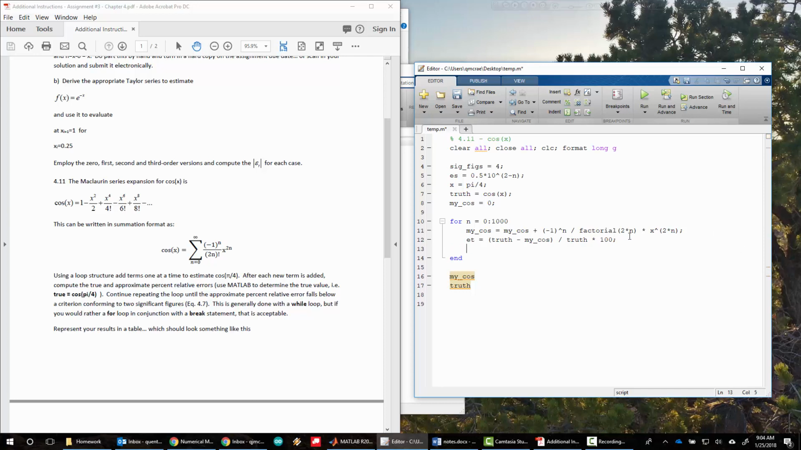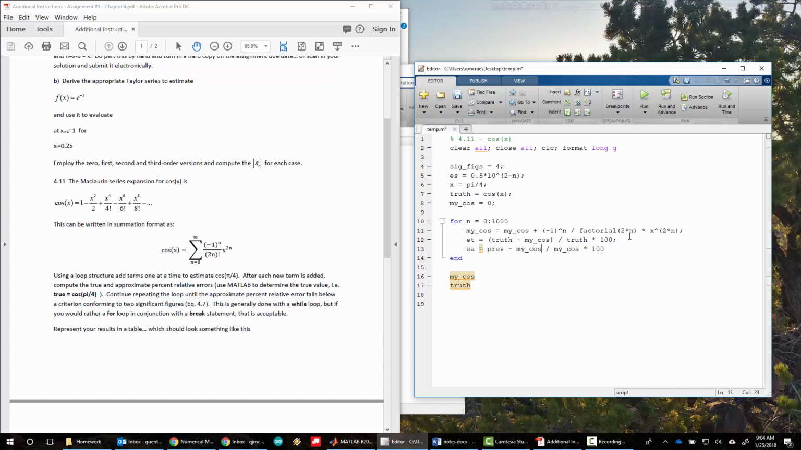And EA, what is EA? Well, EA is equal to the previous guess, so here it's previous minus current divided by current, right? Times 100. So what is our current guess? Our current guess is my cosine. Turns out you have to spell it right.